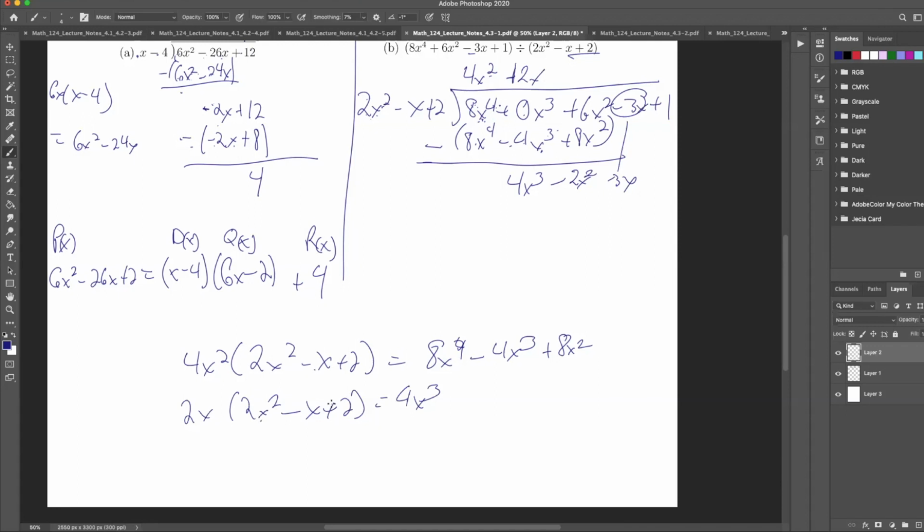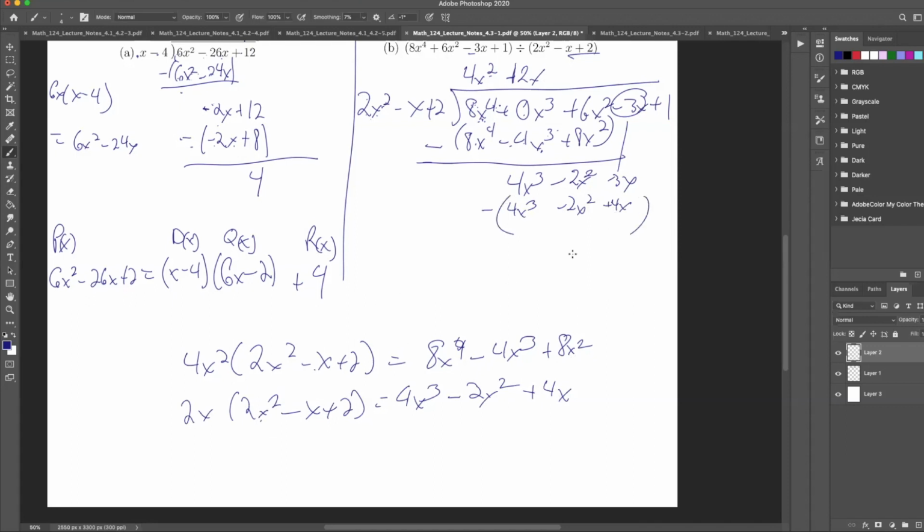So here, and then I'll get minus 2x squared plus 4x. So I go ahead and plug that in. So it'll be minus 4x cubed minus 2x squared plus 4x.